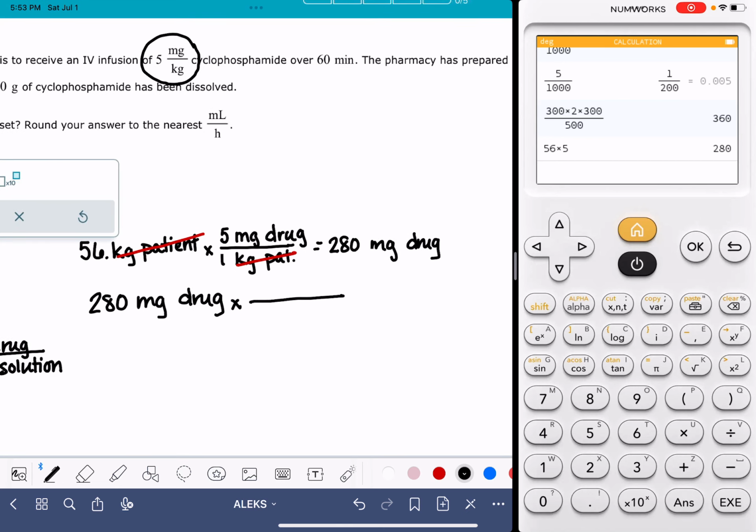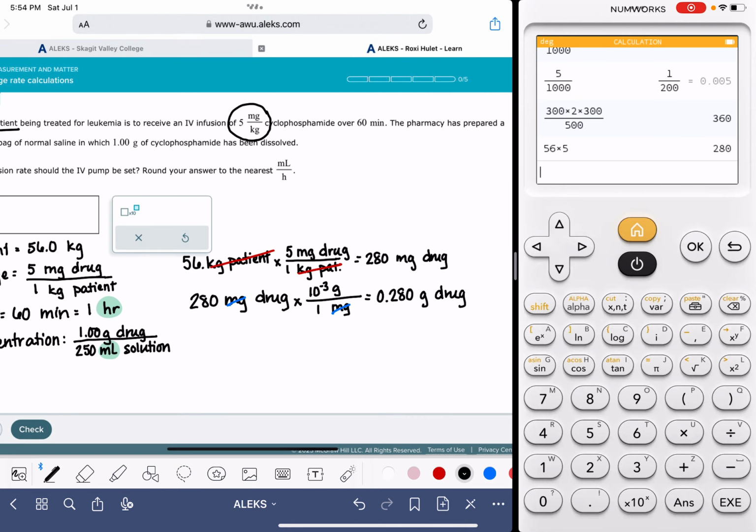I'm going to get rid of the milligram unit, so I want that down on the bottom, and convert into the gram unit. Milli is the prefix for 10 to the minus 3. That means that I have 10 to the minus 3 grams in a milligram. The milligram unit will cancel, and I'm going to have 0.280 grams of this drug. That's how much the patient needs.